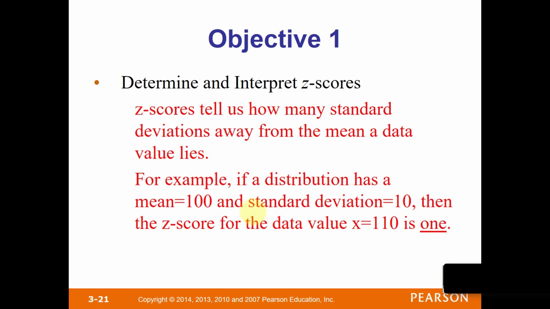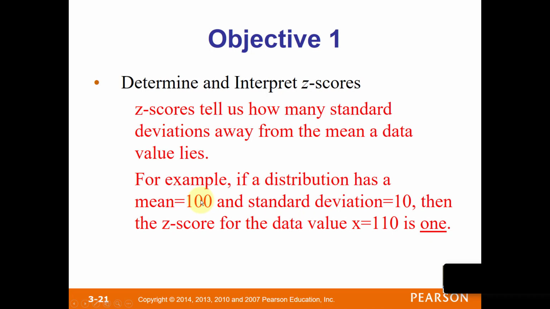Objective 1, determine and interpret z-scores. A z-score just tells us how many standard deviations away from the mean a data value lies. Let me explain. If you have a distribution with a mean of 100 and a standard deviation of 10, then the z-score for the value x equals 110 is going to be 1. Why? Because it's 1 standard deviation away from the mean.